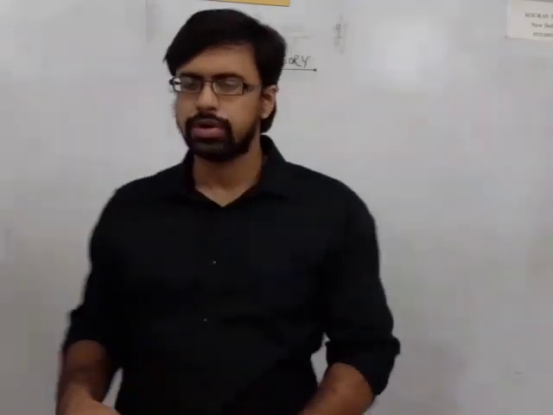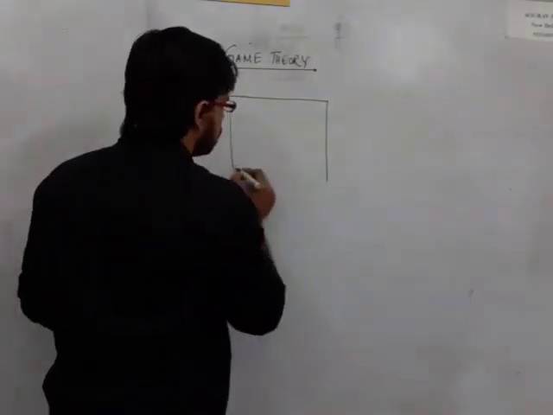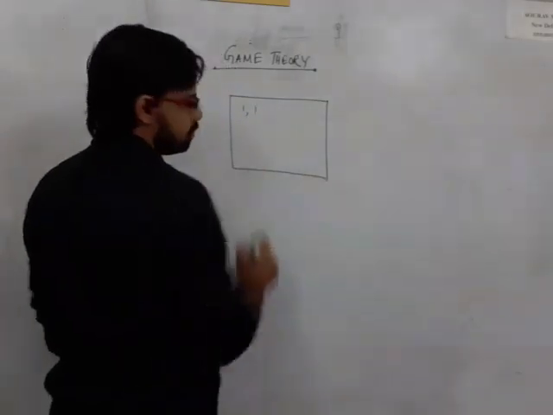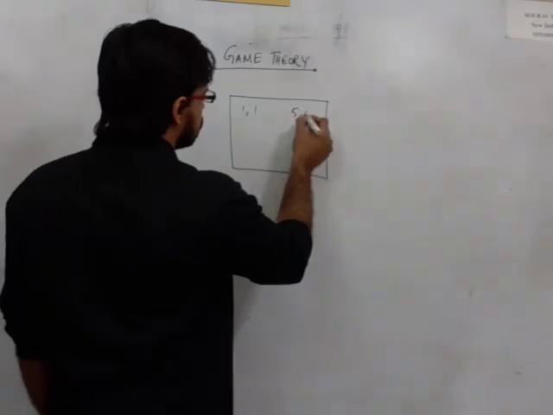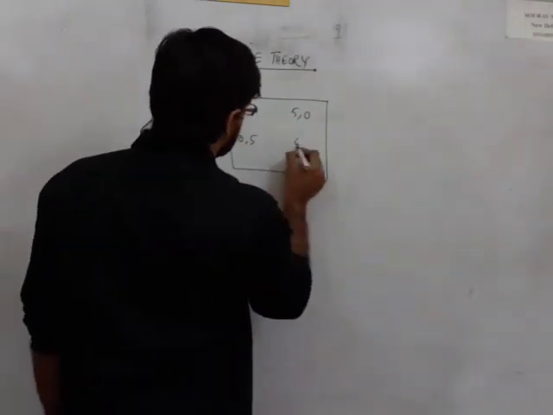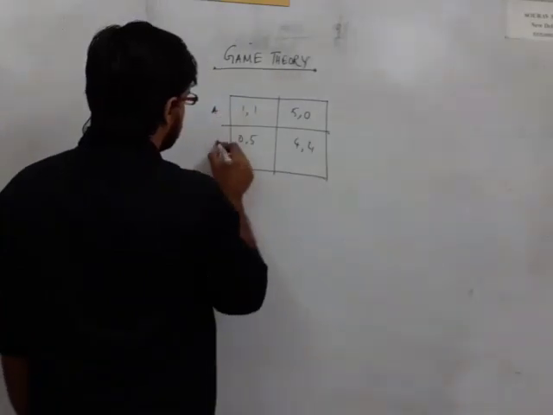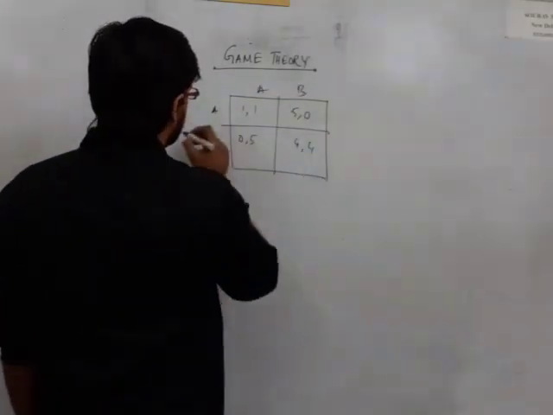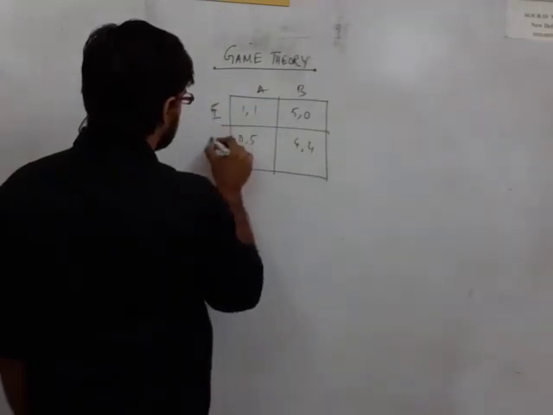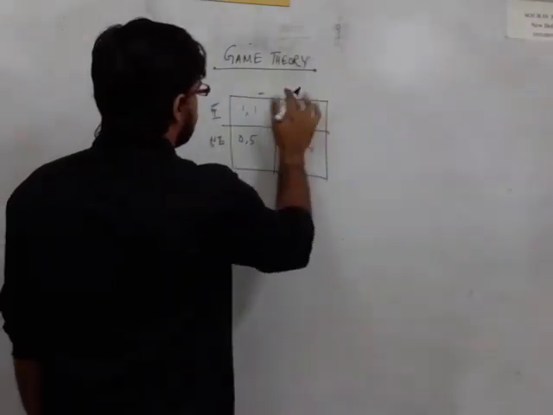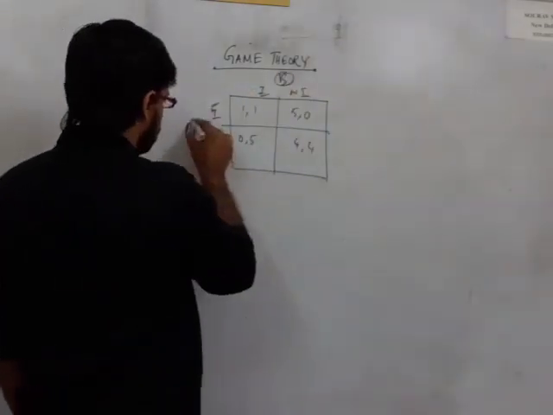For example, I have one matrix in my mind. So 1 1 is the first. Then 5 0, 0 5, 4 4, 5 0, 0 5 and 4 4. That's it. So here A, B, or rather say I and I, and this is for B and this is for A.